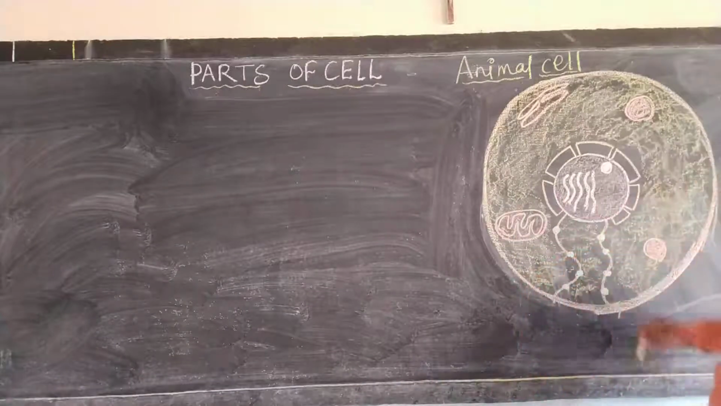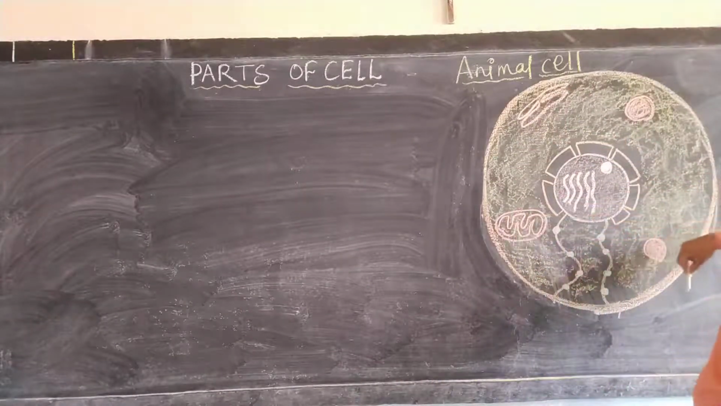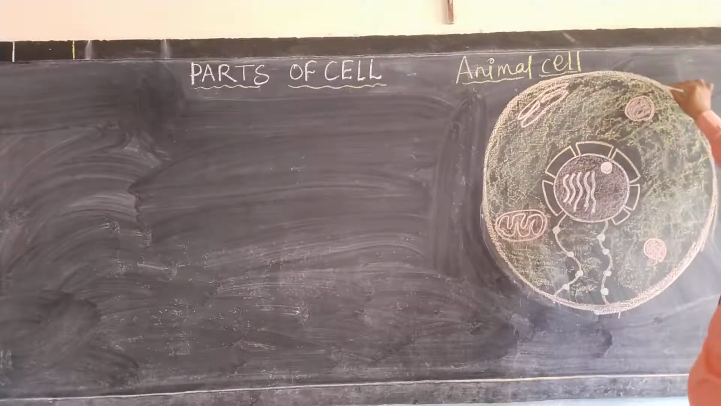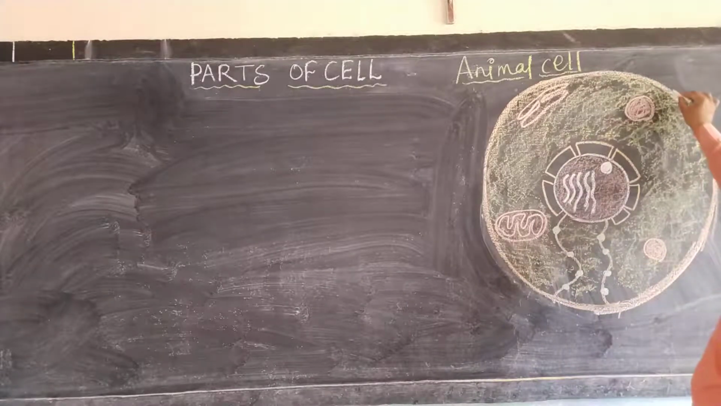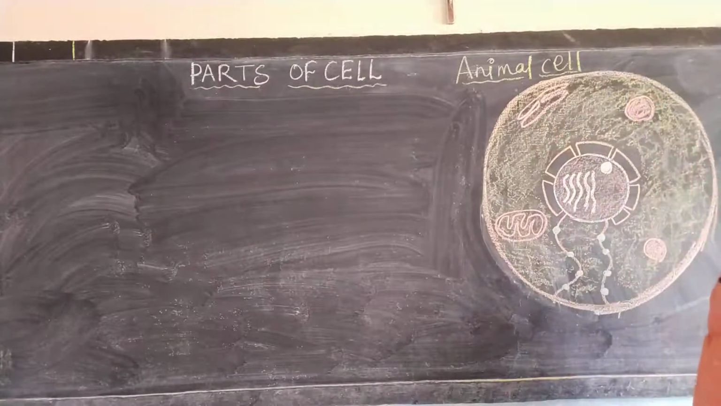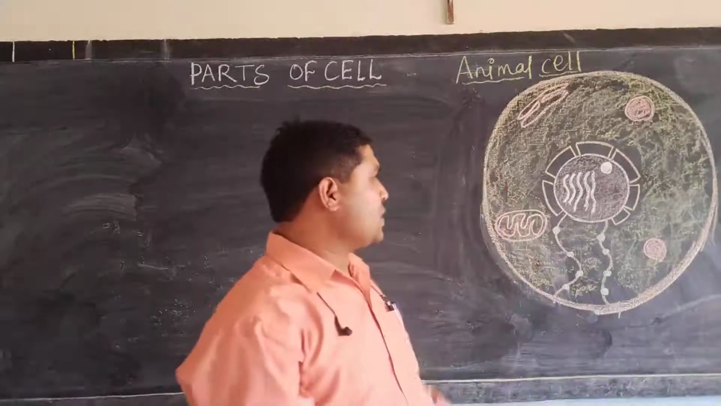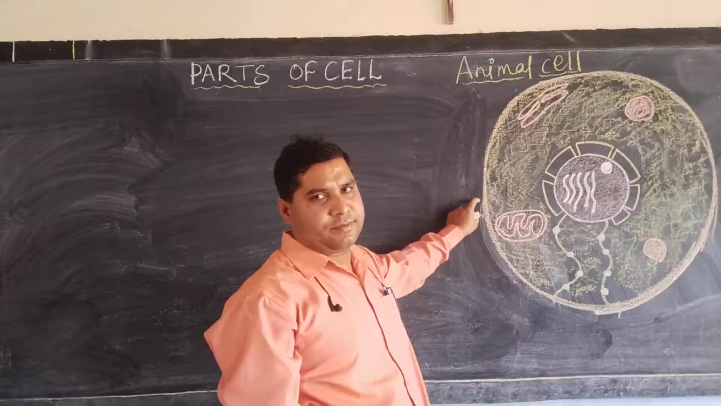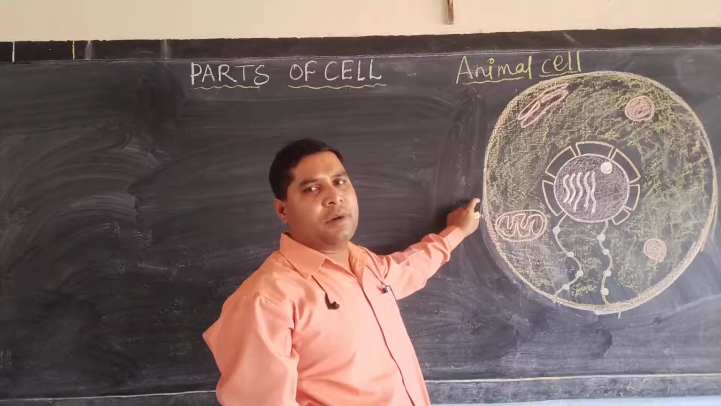Dear student, this is the structure of an animal cell. An animal cell is externally protected by a thin membrane known as the cell membrane or plasma membrane. So let us know what is the main function of the cell membrane or the plasma membrane.